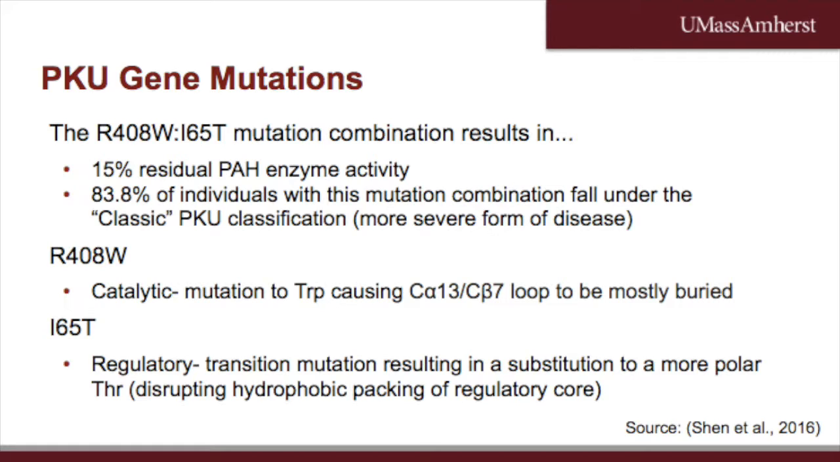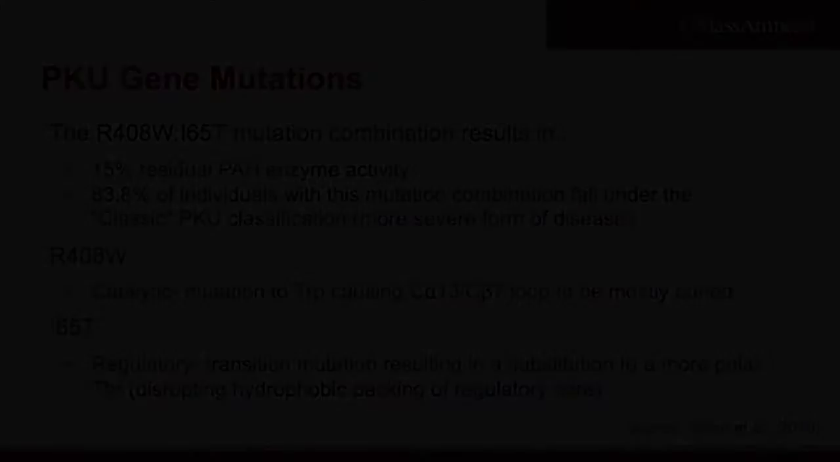The R408W is a mutation to a tryptophan in the catalytic domain, causing the C-alpha-13 C-beta-7 loop to be mostly buried. The I65T is a transition mutation in the regulatory domain, causing a disruption in the hydrophobic packing of the regulatory core. These mutations affect the PAH enzyme's ability to perform its metabolic function.